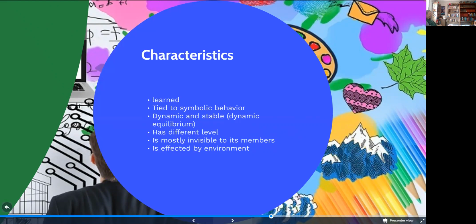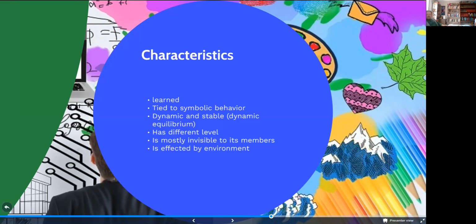But this idea of dynamic equilibrium: dynamic means changing. That's what the word means. It means it changes. Cultures are constantly changing. They're not the same as they used to be. But they're also stable, staying the same over time. And finding that place where you can stay the same while you're changing, that's really where a culture is.